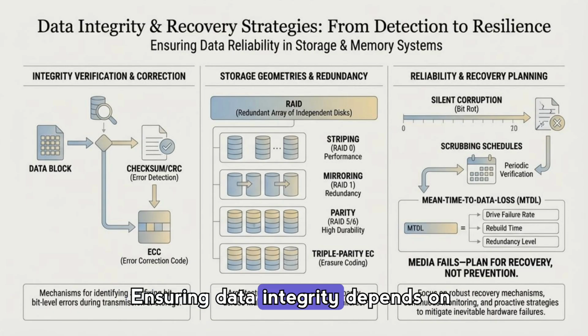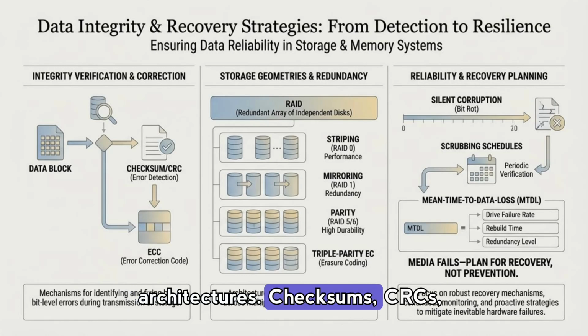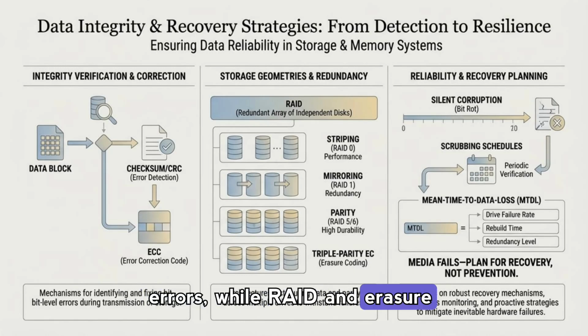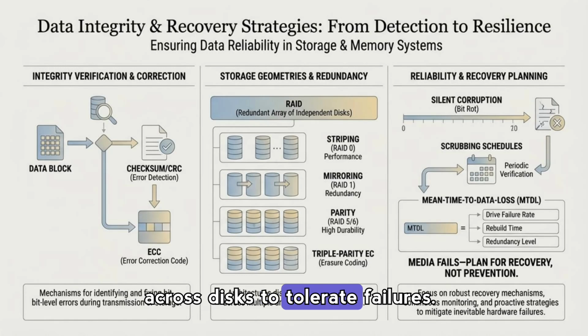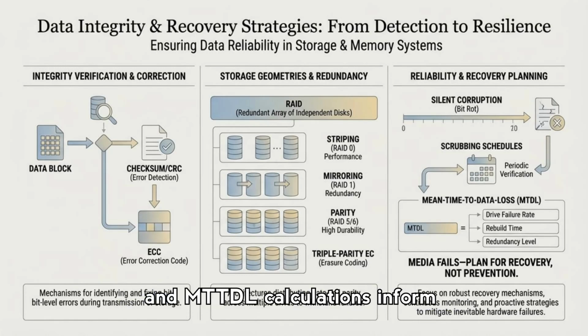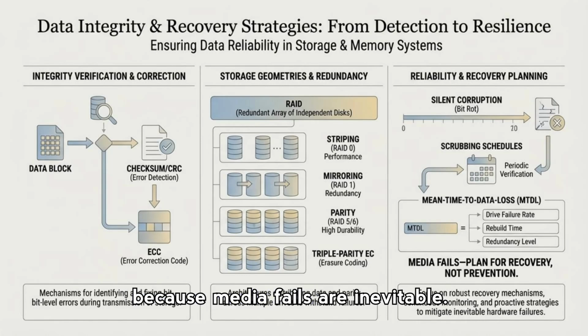Ensuring data integrity depends on layered verification and resilient architectures. Checksums, CRCs, and ECC detect and correct bit errors, while RAID and erasure coding distribute data and parity across disks to tolerate failures. Regular scrubbing, planned rebuilds, and MTTDL calculations inform recovery planning, and the right focus is on robust recovery strategies and proactive monitoring because media failures are inevitable.